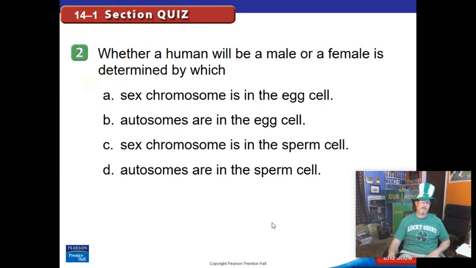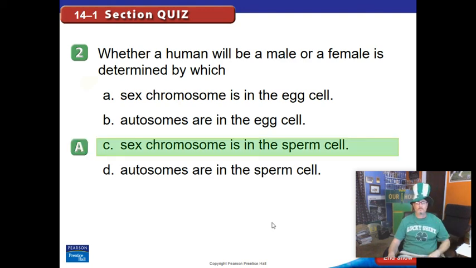Whether a human will be male or female is determined by which? Sex chromosome is in the egg cell. Autosomes are in the egg cell. Sex chromosomes in the sperm cell. Autosomes in the sperm cell. Sex chromosomes in the sperm. Remember, if it's an X sperm that fertilizes the egg, you got a girl. If it's the Y sperm that fertilizes the egg, you got a boy. Why? That's just the way it works.